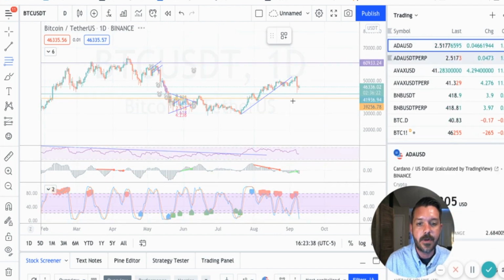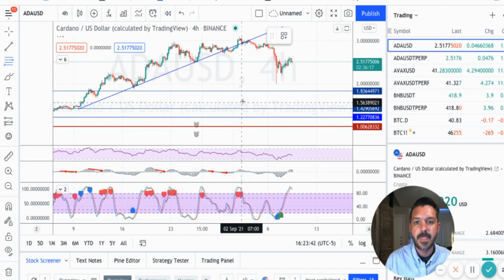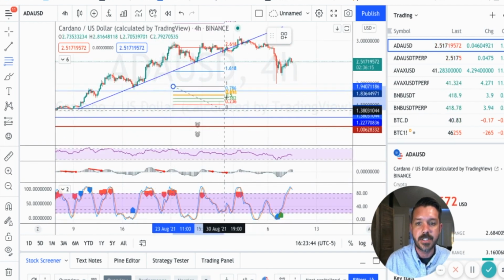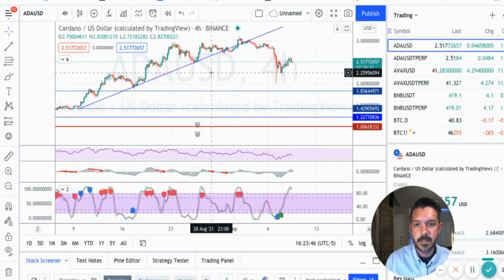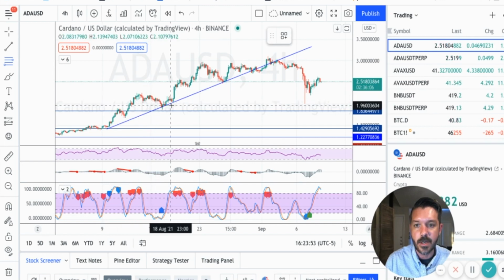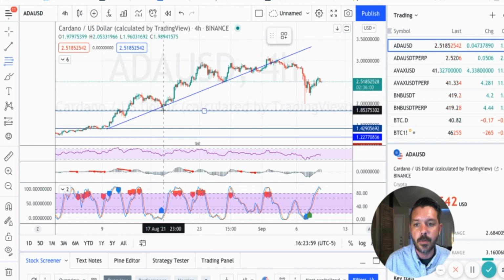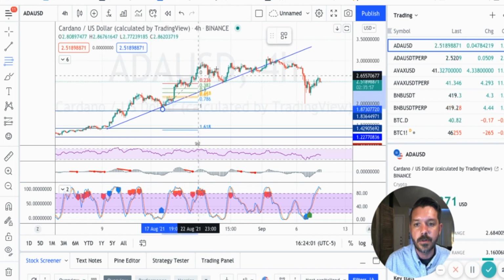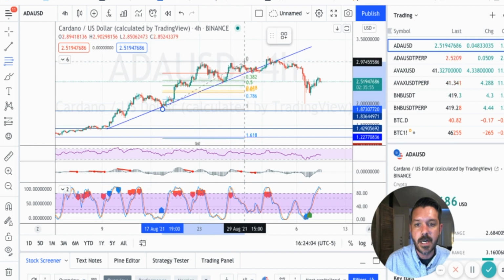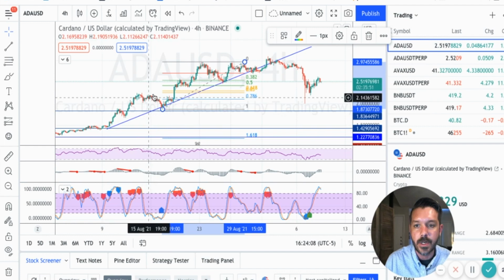So let's go to the 4-hour timeline for Cardano and just look at how we might use this and back test a few things. When Cardano started to fall here, we might say, well, I wonder where it's going to fall to. So we would go from our local bottom to our local top and just play around to see what it might look like.